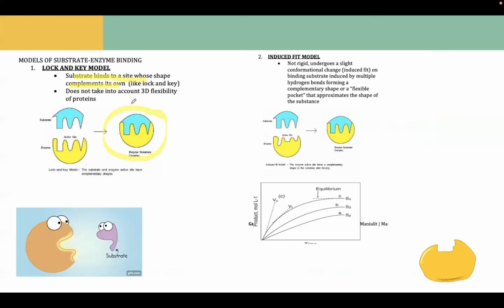Next, for the induced fit model, not rigid, undergoes a slight conformational change on binding substrate induced by multiple hydrogen bonds forming a complementary shape or a flexible pocket that approximates the shape of the substrate. So, kay lock and key, highly specific sila. Kay induced fit, pwedeng may mag-adjust. Okay, nag-a-adjust po yung inyong substrate. Ay, nag-a-adjust yung inyong enzyme. Okay, kunwari hindi sila fit. Pagpasok ni substrate papunta dun sa kanyang enzyme, si enzyme nag-adjust. Nag-fit siya para kay substrate.